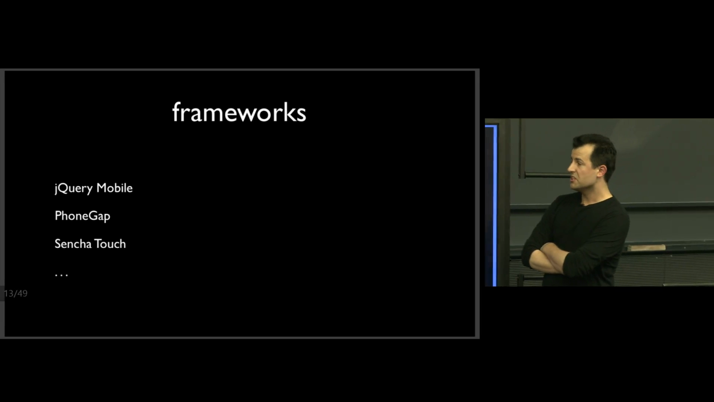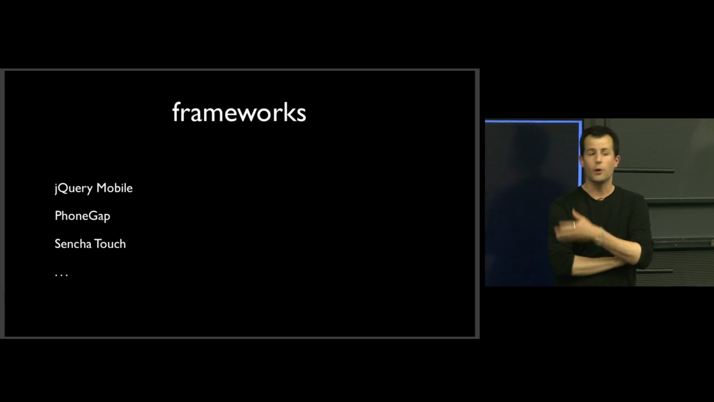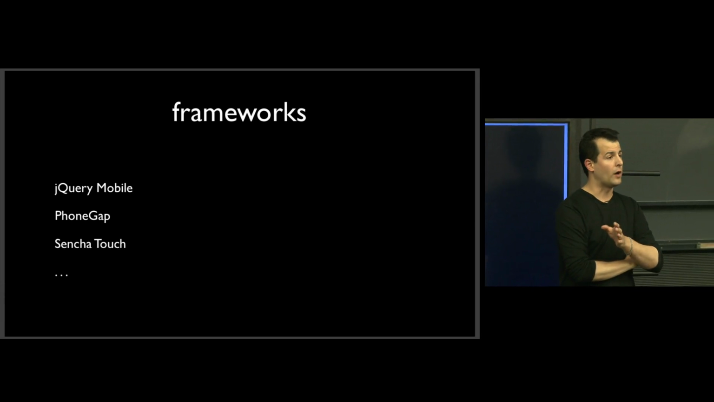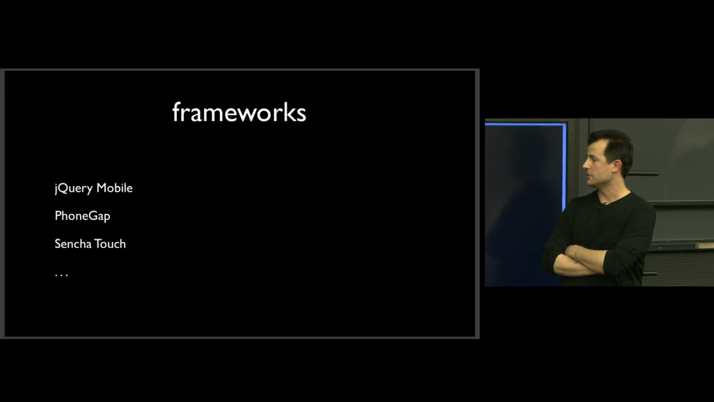So jQuery Mobile, as the name suggests, is a jQuery library, a very popular library that's specifically geared around mobile user interface details. So we'll glance at some of its capabilities now.